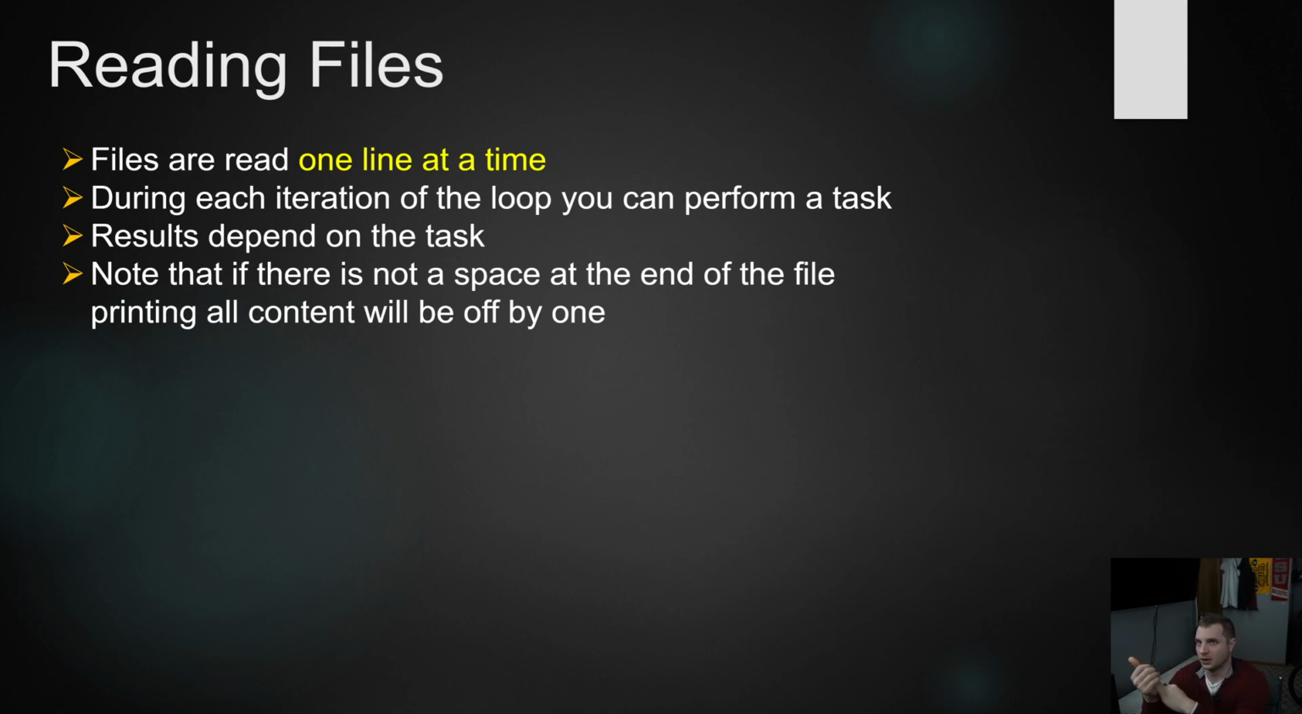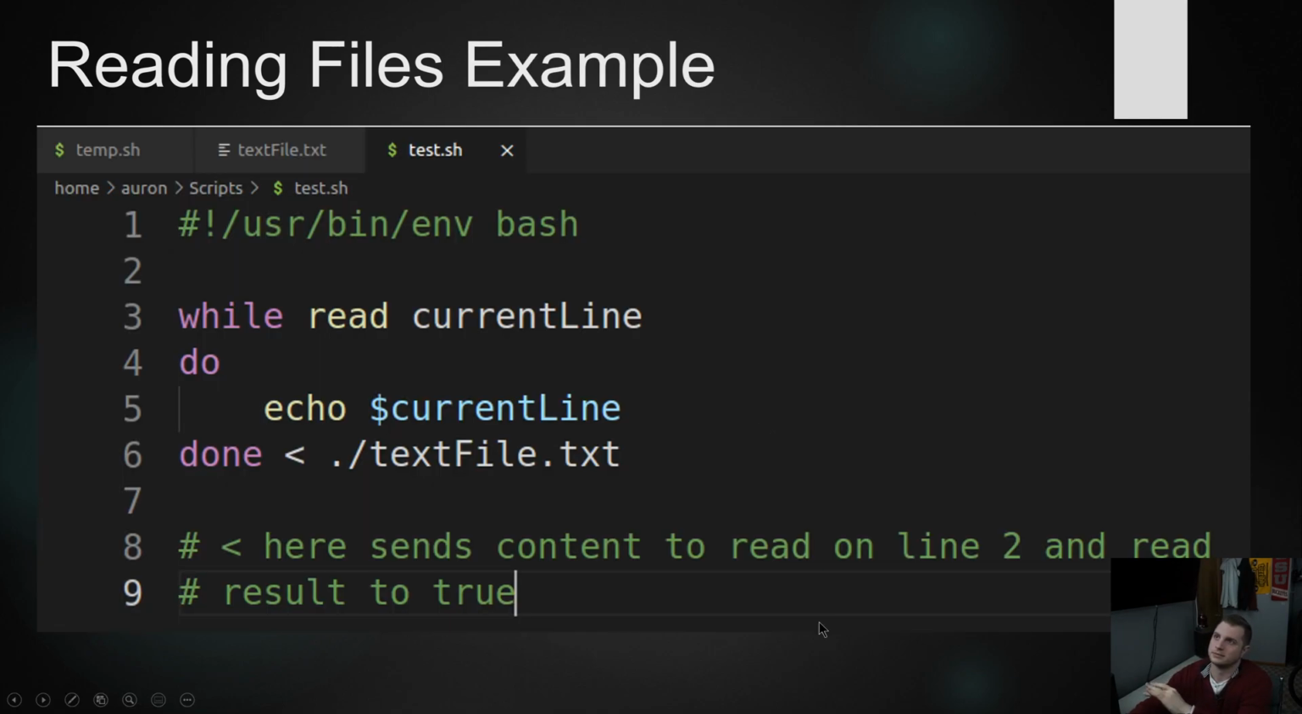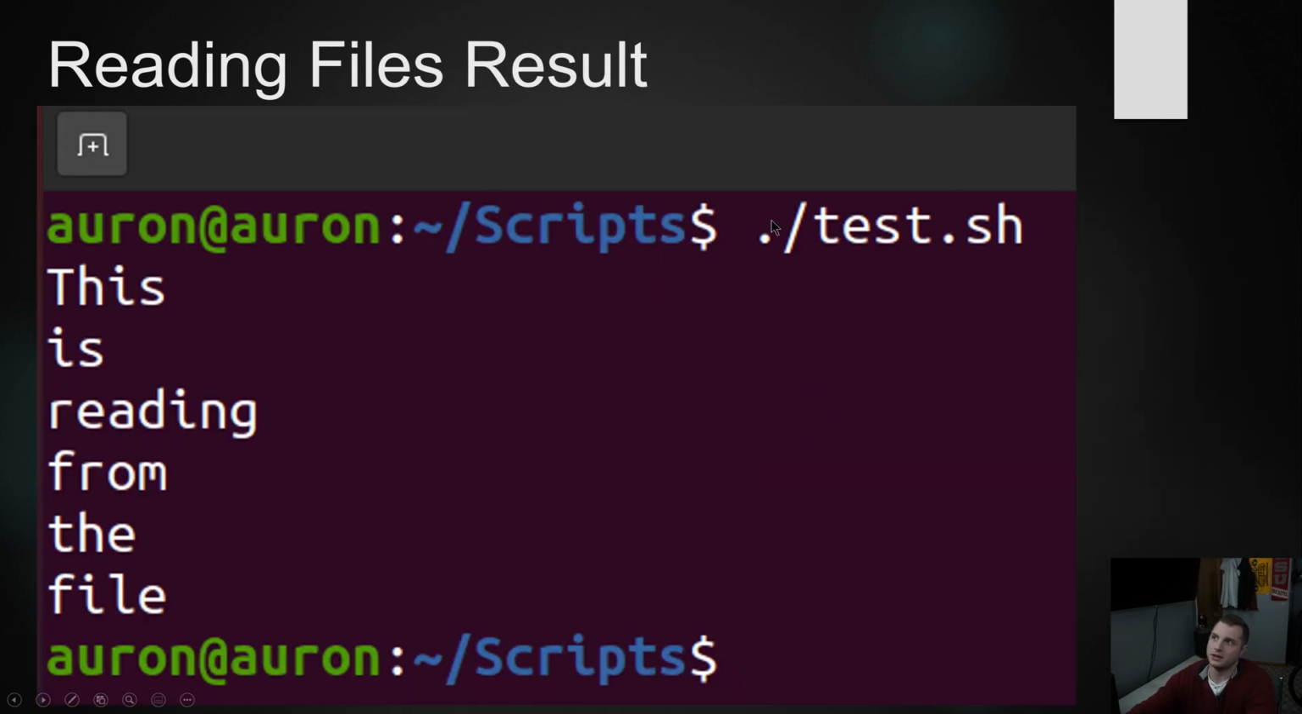Files are read one line at a time, okay? During each iteration of the loop, you can perform a task. Results depend on the task, of course, and then note that if there is not a space at the end of the file, you'll be printing all the content, but you'll be off by 1. So what this means is that if you want to be able to return something at the end of the file, it has to have at least 1 new line to be precise, okay? So here is an example. So we got this. This is reading from the file, all right?